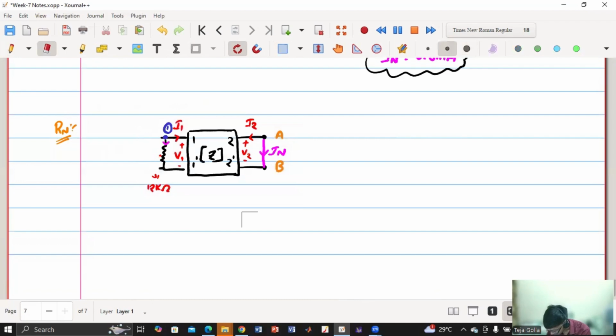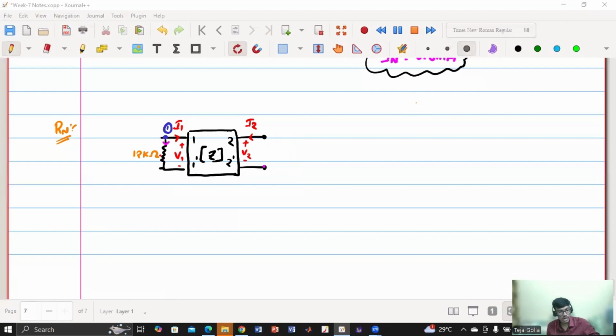Now this is only the 12 kilo ohm, and V1, I1 is there. And basically this is the circuit. What we have to do is find this voltage, right? So I'll excite it.